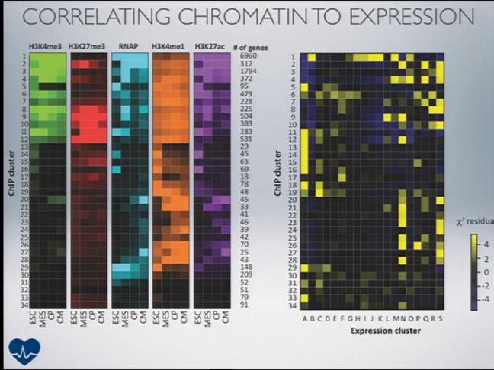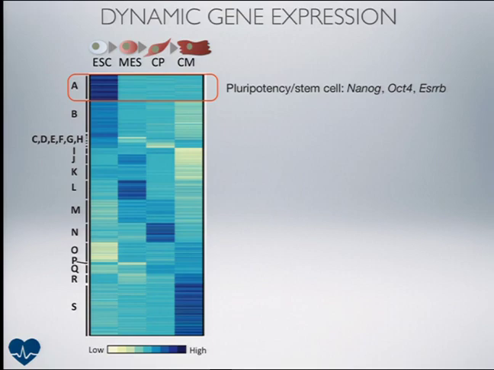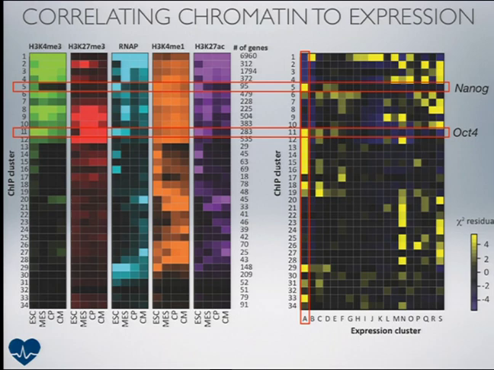And so here's the two clusters that I showed you. And not surprisingly, as you might imagine, these fall within cluster A. Cluster A is the cluster of genes that are specific to the pluripotency stage. And so these include NANOG and OCT4. And when we look at this, there's a few things that we learned from looking at this co-enrichment. First of all, there's a lot of ways that you can turn off a gene, that you can have a gene that's on and then have it turn off at the next stage.